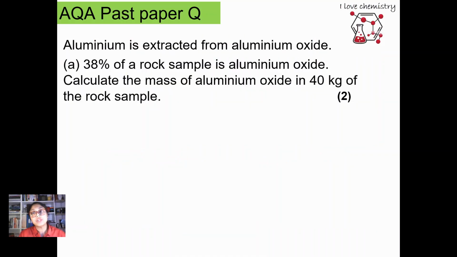Okay, the second question we are going to solve has 3 parts. In GCSE, you will often find the questions have 3 parts, a few different parts. So the first part is: 38% of a rock sample is aluminium oxide. Calculate the mass of aluminium oxide in 40 kilogram of rock sample.